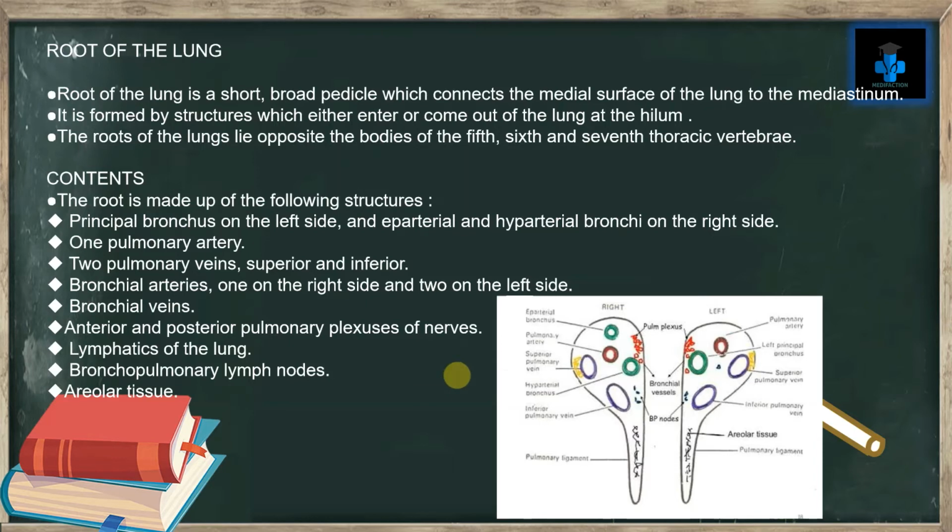Contents. The root is made up of the following structures. Number 1, principal bronchus on the left side and eparterial and hyparterial bronchi on the right side. 2, pulmonary artery, 3, pulmonary veins, that is superior and inferior. 4, bronchial arteries, 1 on the right side and 2 on the left side. 5, bronchial veins, anterior and posterior pulmonary plexus of nerves. Here you can see that. 6, lymphatics of the lung, bronchopulmonary lymph nodes, and areolar tissue.